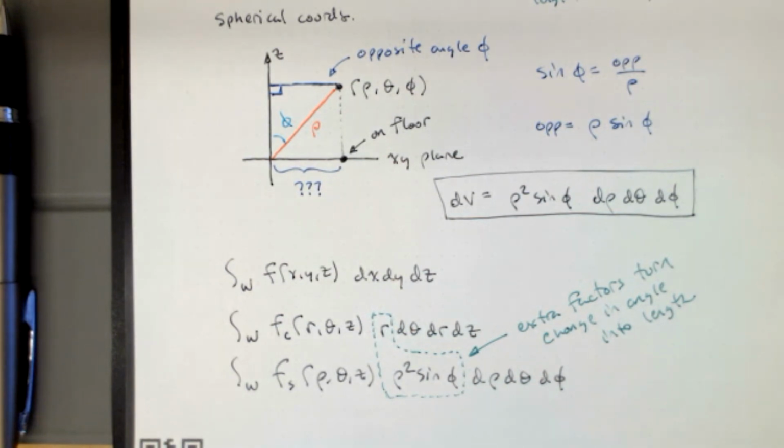Questions? The next thing we're going to want to do is describe some common shapes using all three different kinds of coordinates.